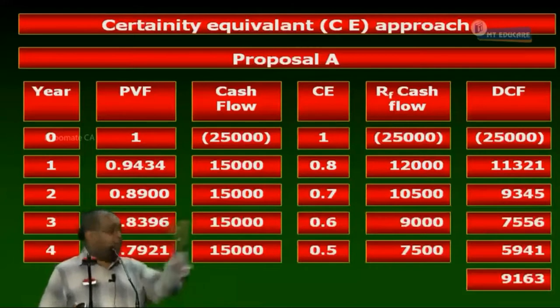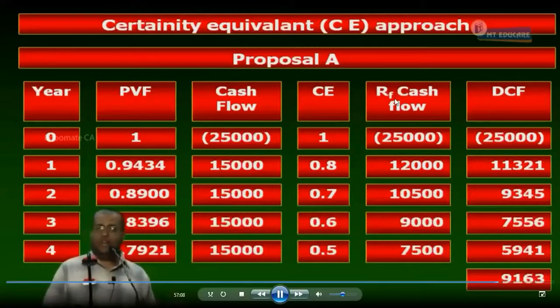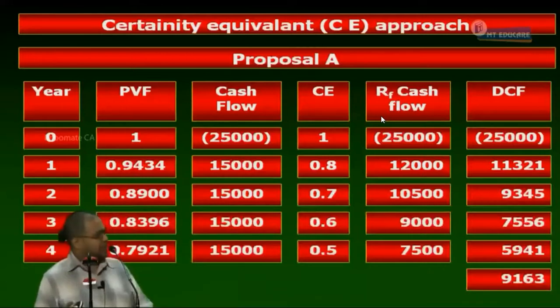How can I discount a project using the risk-free rate? I have removed the risk, but multiply by what? Certainty equivalent factor. That's one issue. Are you following what I'm saying? So hence I discounted at what rate here? Risk-free rate. Can I proceed or not? Next.